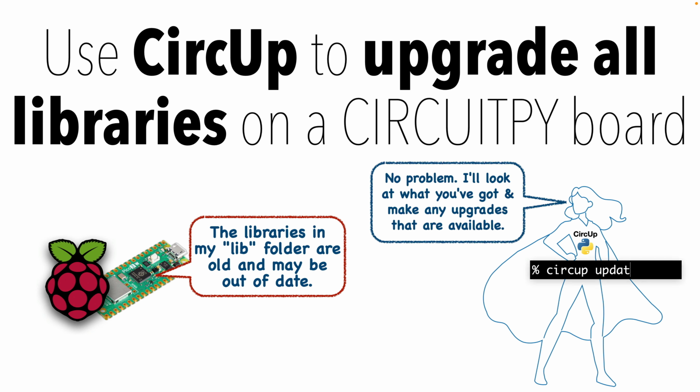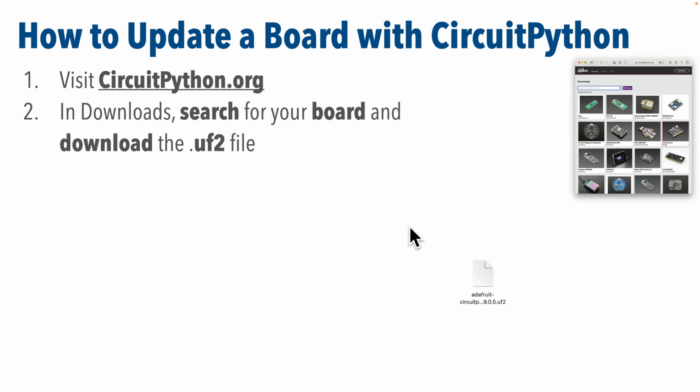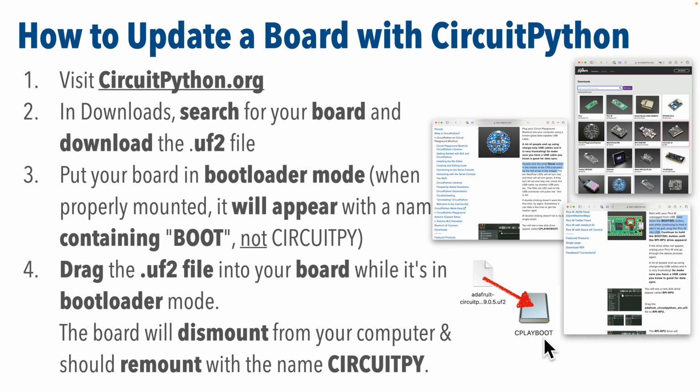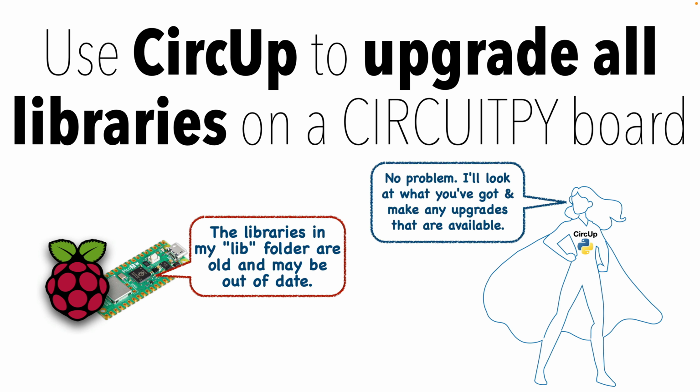if available. Now circup won't upgrade your CircuitPython version. You still have to go through the steps that we showed in an earlier lesson, where you visit circuitpython.org, download the UF2 file for your board, put your board in bootloader mode, and drag the UF2 file onto your board. But once you've upgraded CircuitPython, circup will take care of making sure that all of the libraries are up to date too. It's a huge time saver and only takes one command.